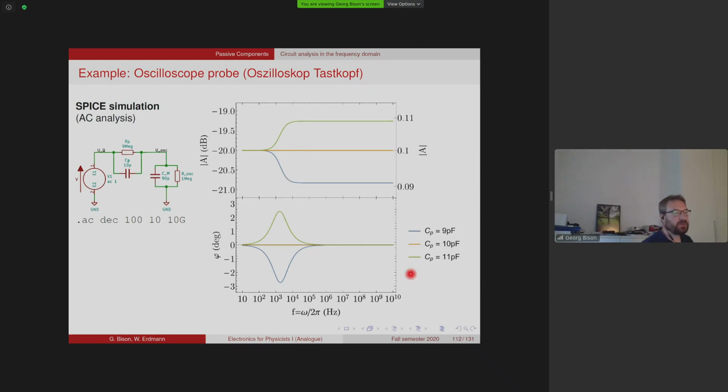Now, if we deviate from the values, then you see that the amplitude changes slightly here by 10%, and that we get a few degrees of phase shift. Yeah. And for that reason, it's possible to tune the probe to be perfectly aligned with these conditions.